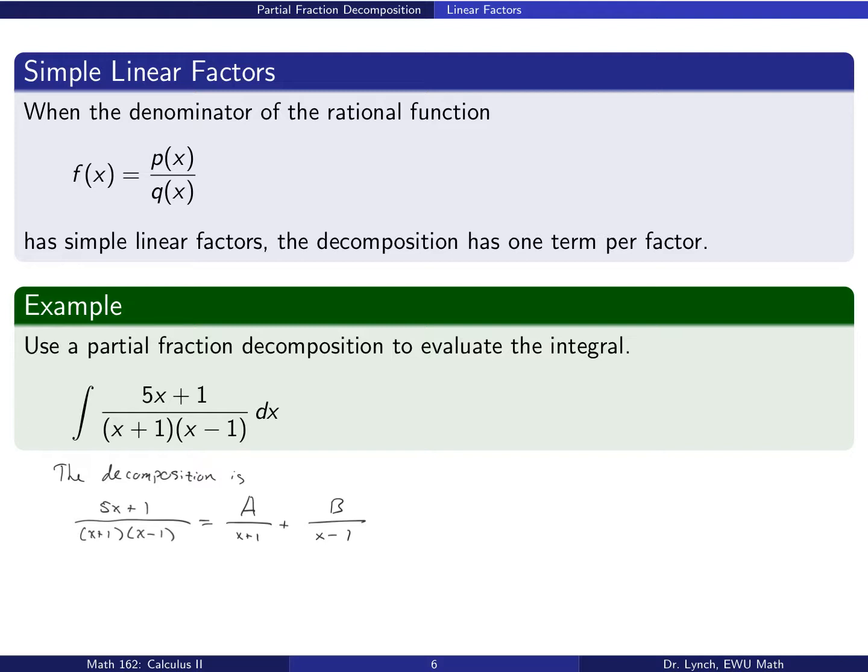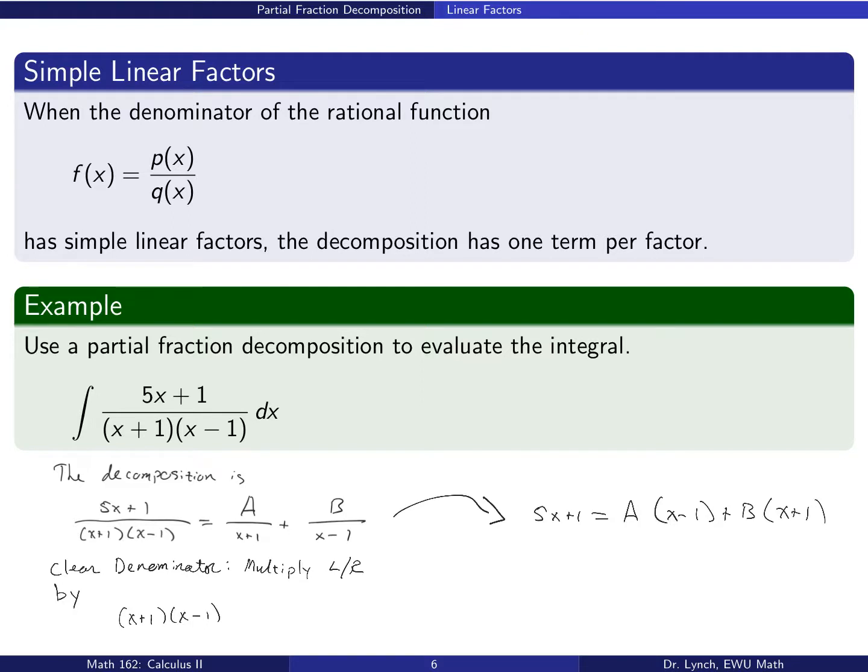Now, some of you may have seen these decompositions before, perhaps in pre-calculus or something. There are a lot of different ways to figure out what A and B are. All of them involve what's called clearing the denominator. So let's start with clearing the denominator.